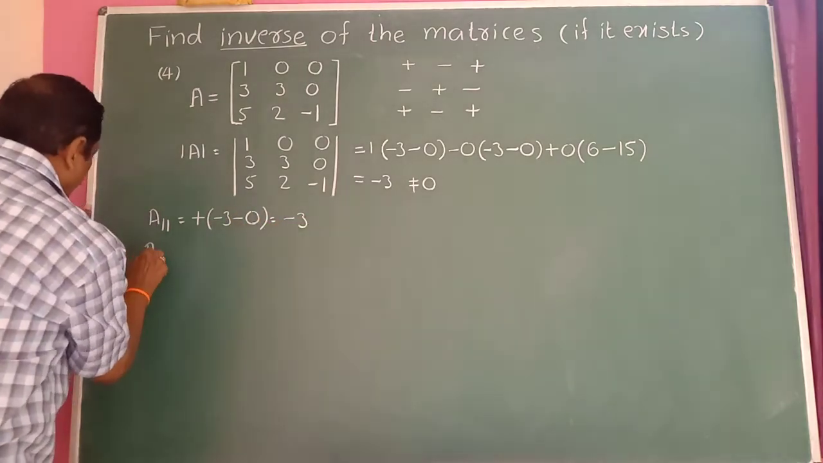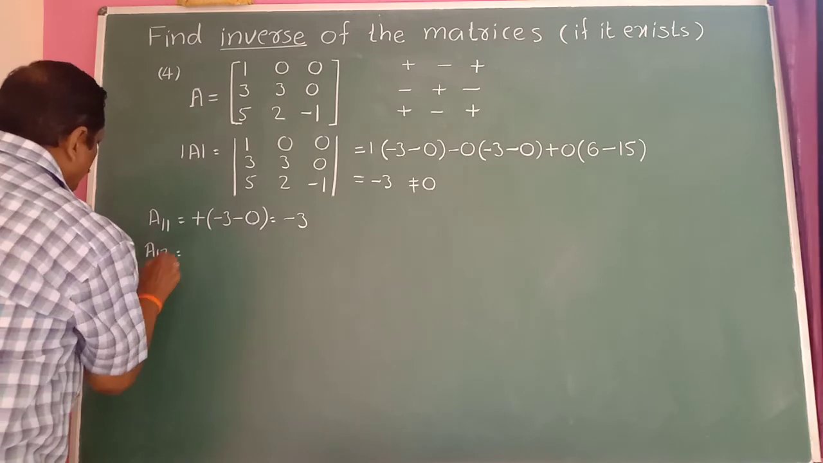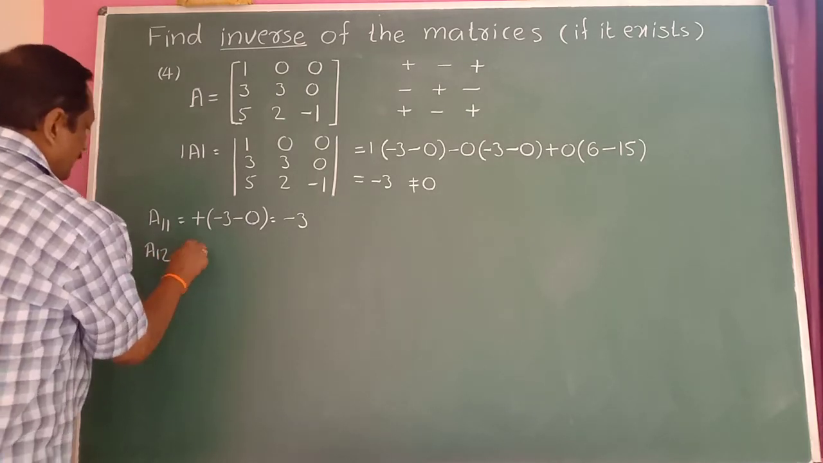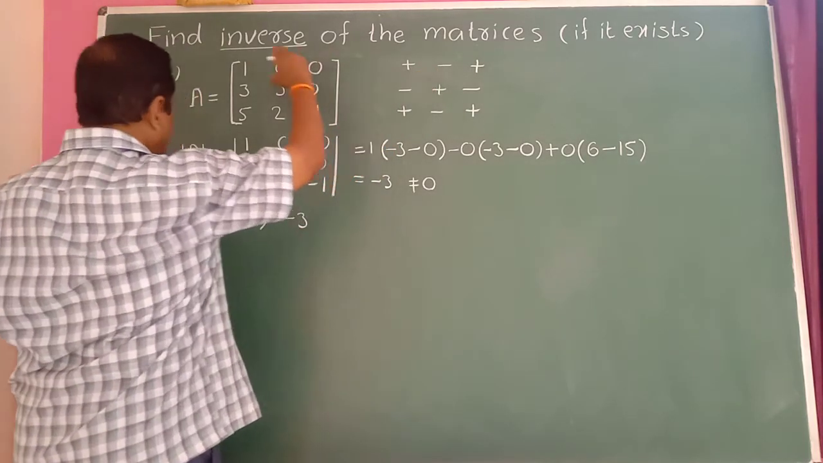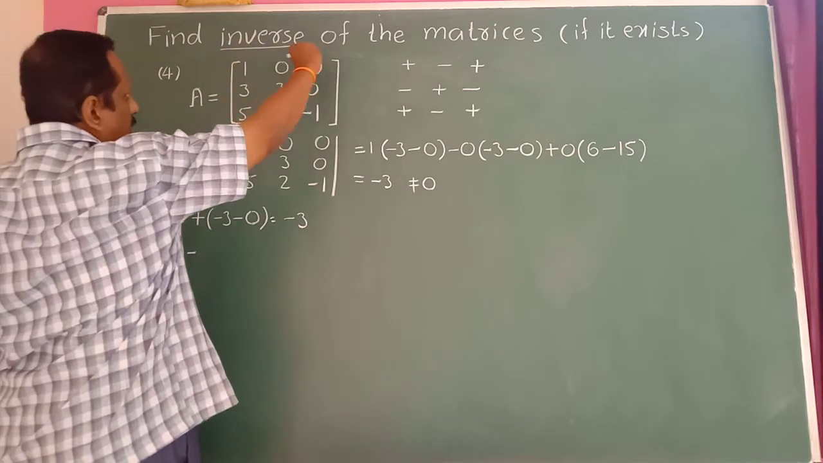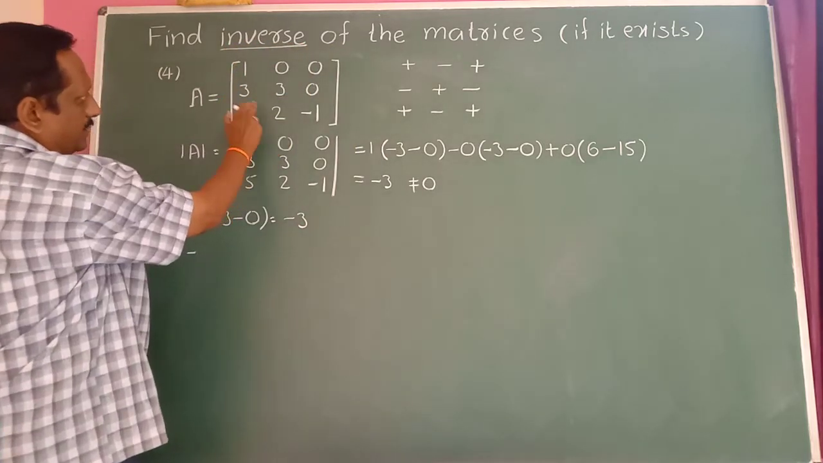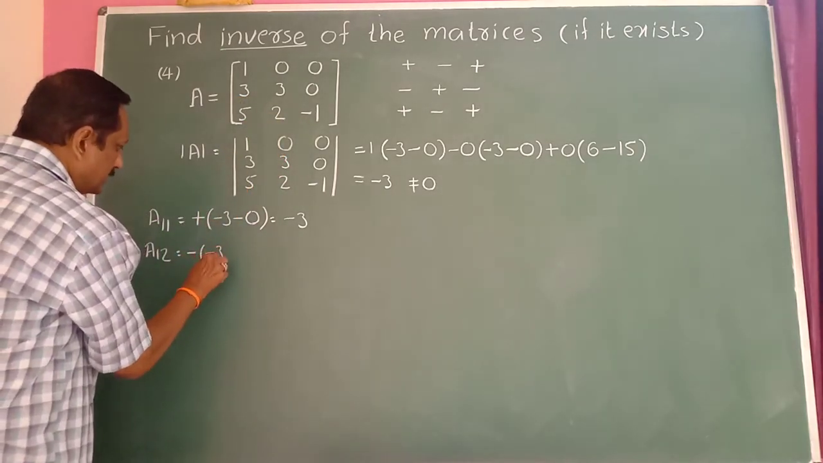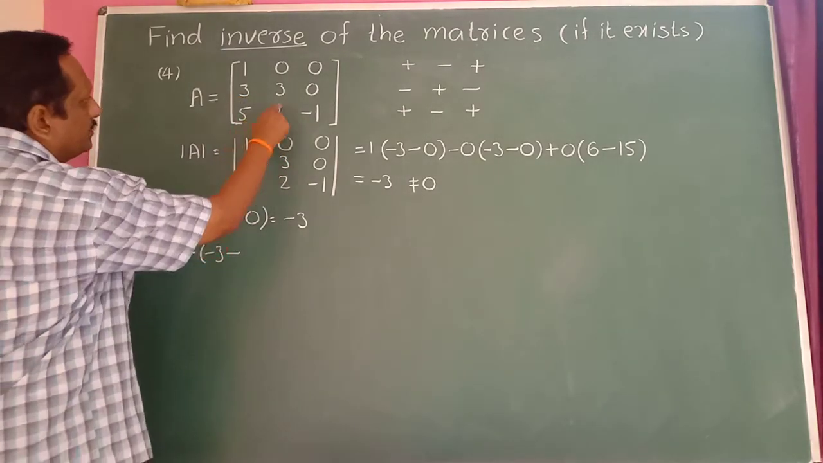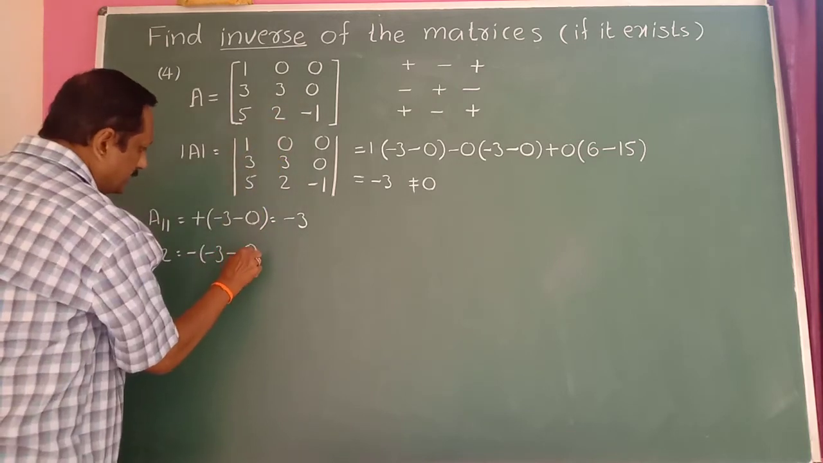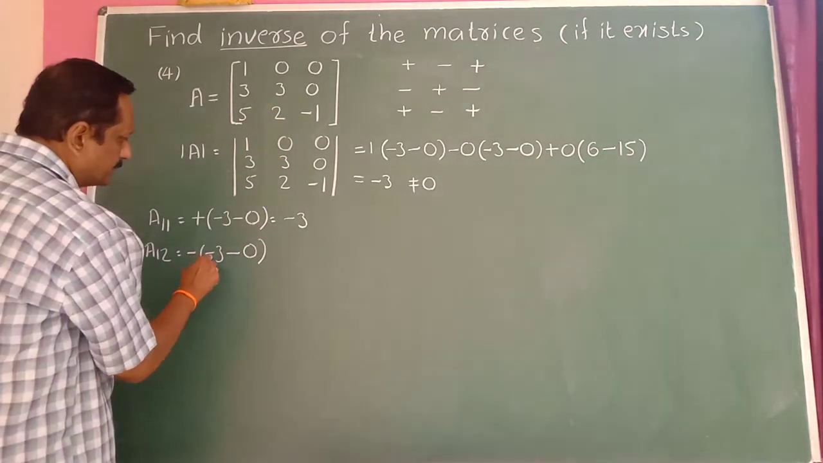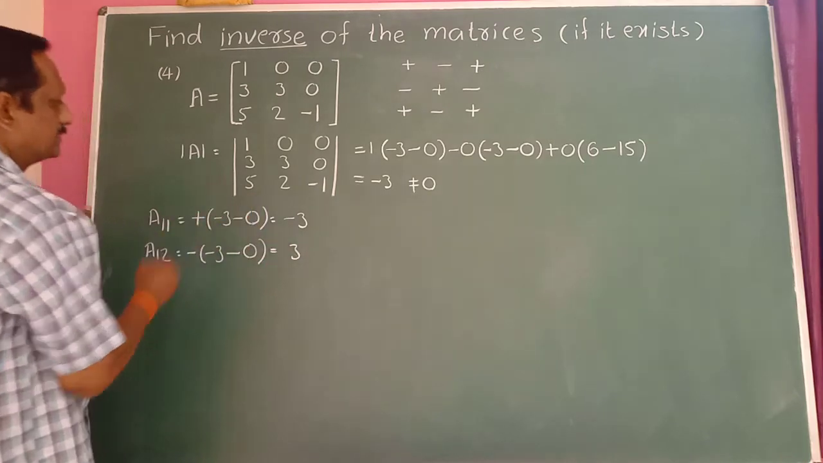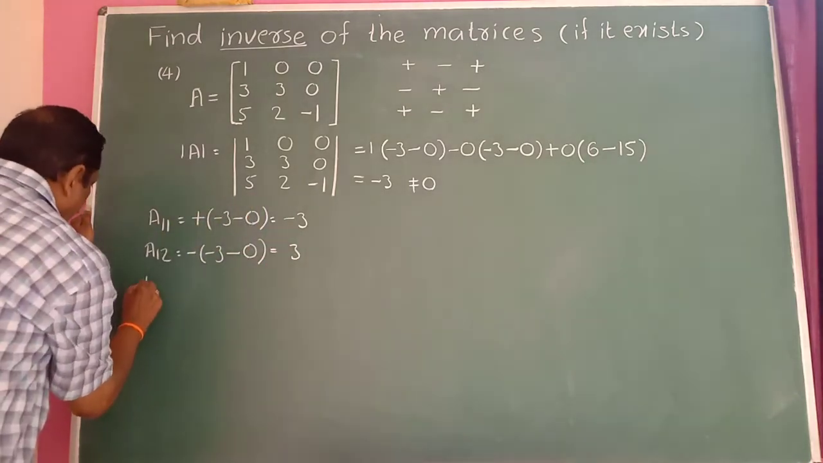Then A12. A12, 1 plus 2 is 3, an odd number, take minus sign here. Means this minus here. Deleting this first row and second column here. 3 into minus 1 is minus 3. So right here minus 3 minus 5 into 0 becomes 0. Minus of minus becomes plus. So plus 3.